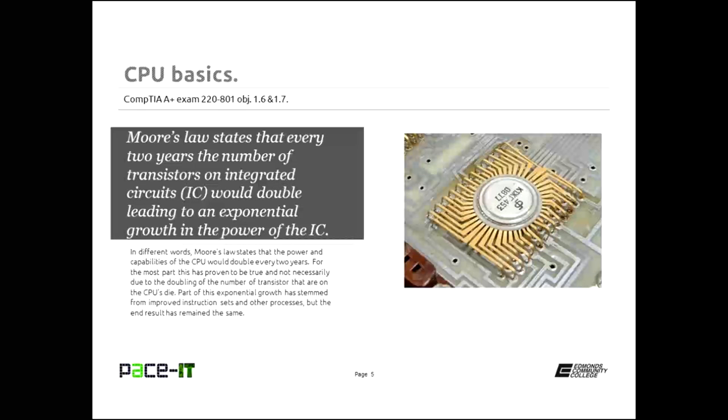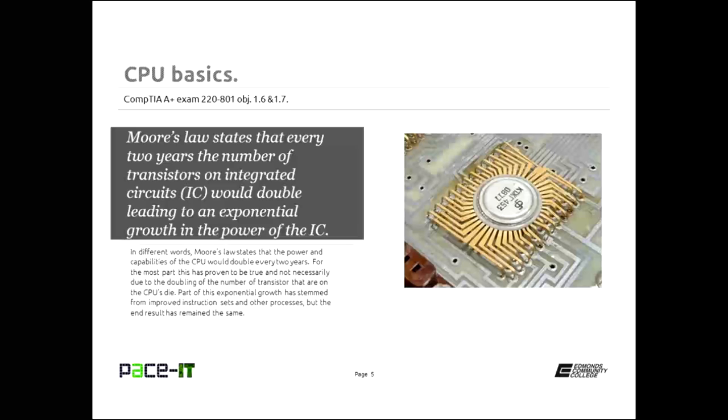So let's start with Moore's Law. Moore's Law states that approximately every two years, the number of transistors on an integrated circuit would double, leading to an exponential growth in the power of the integrated circuit, otherwise known as the CPU. In different words, Moore's Law states that the power and capabilities of the CPU would double every 2 years.